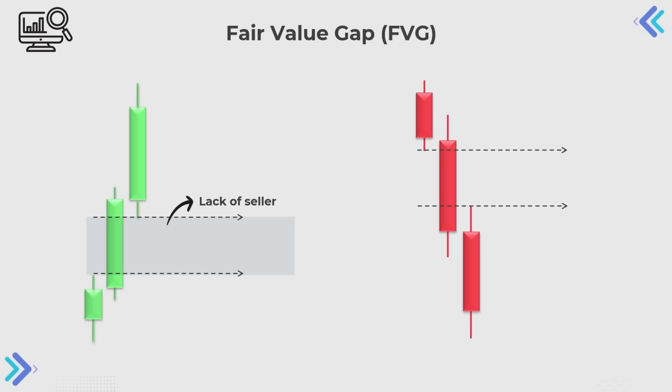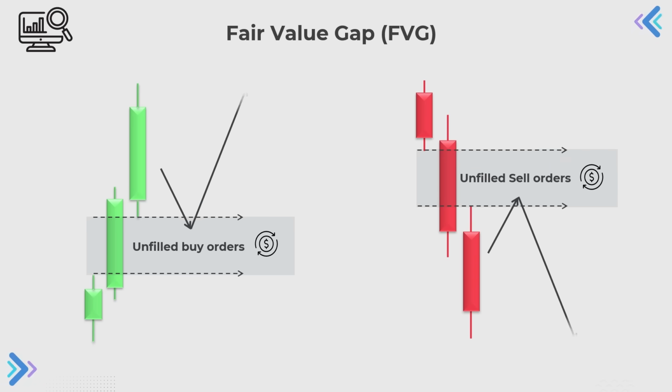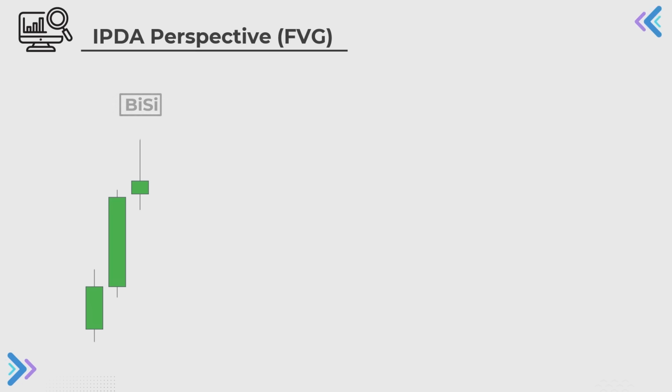In other words, there were not enough sell orders to fill the executed buy orders in that specific price level, resulting in unfilled buy orders left in that area. Conversely, when a bearish fair value gap forms on the chart, it means there were not enough buy orders to fill the executed sell orders at that specific time, leaving unfilled sell orders in that area. These unfilled orders are the main reason prices return to these zones and often react in reverse in the opposite direction.